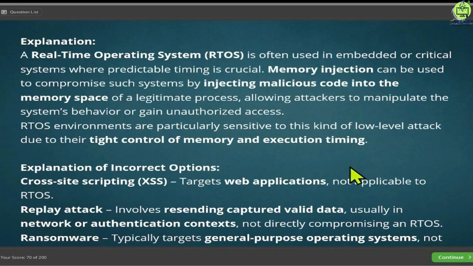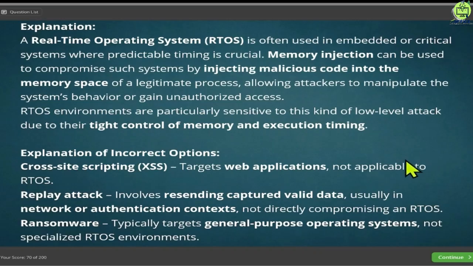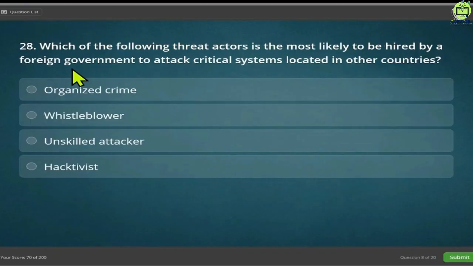Let's see, our answer is correct, and the reason is because an RTOS is often used in embedded or critical systems where predictable timing is crucial. Memory injection can be used to compromise such systems by injecting malicious code into the memory space of a legitimate process, allowing attackers to manipulate the system behavior or gain unauthorized access. RTOS environments are particularly sensitive to this kind of low-level attack. Okay, so I'll allow you to read through the remaining explanation while you figure out the answer yourself. So remember, you have to read it twice to be able to get what the answer is.